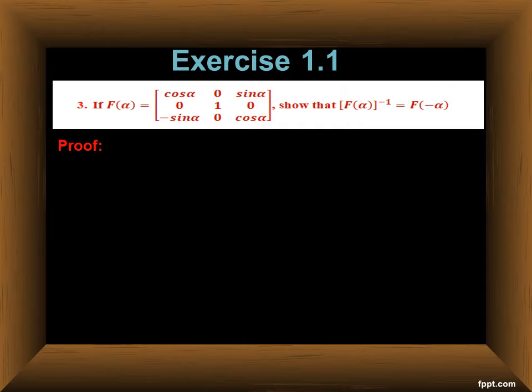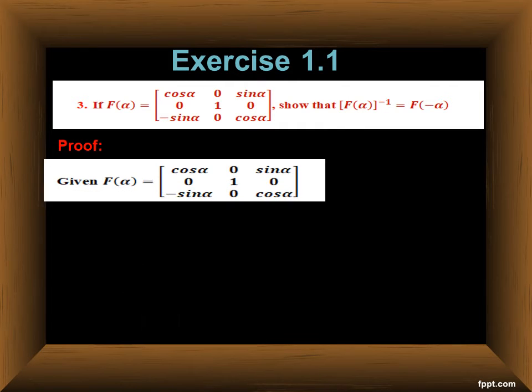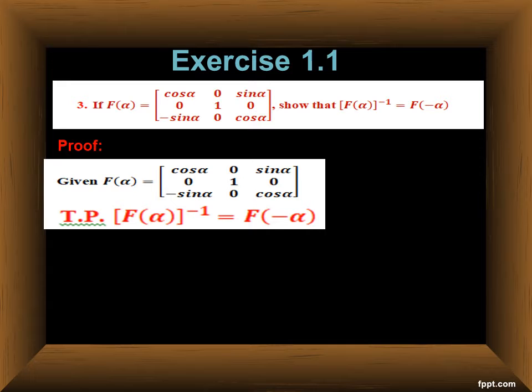The simplest way is to find the right hand side first, that is f of minus alpha. So given f of alpha, to find f of minus alpha, we need to substitute alpha equal to minus alpha in the given matrix. When we substitute, we need to get some values using the odd function and even function concept.